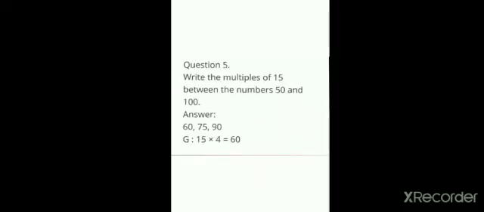So write the multiples of 15 between the numbers 50 and 100. That is, the multiples of 15 between 50 and 100 are 15 4s are 60, 15 5s are 75, 15 6s are 90. These are the multiples of 15 between 50 and 100.